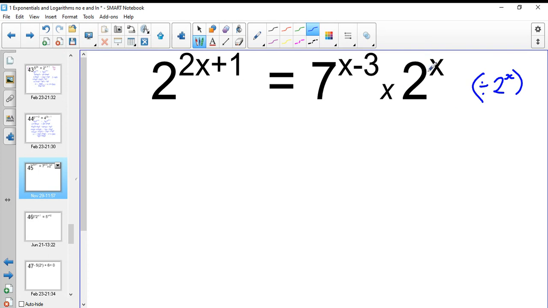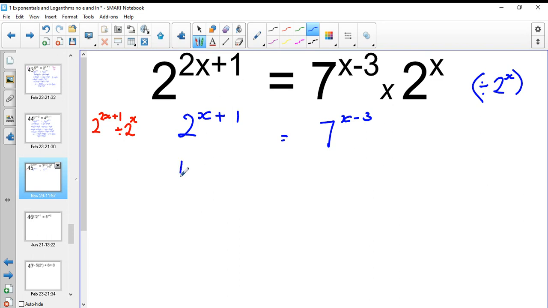If I divide this side by 2 to the x, that will just cancel that 2 to the x. If I divide this by 2 to the x, well, if I use the laws of indices, 2 to the 2x plus 1 divided by 2 to the x, we're taking the indices, aren't we? So we'll be left with 2 to the x plus 1. So 2 to the x plus 1 equals 7 to the x minus 3. So if you get a question like this, look to see if you've got the same base.